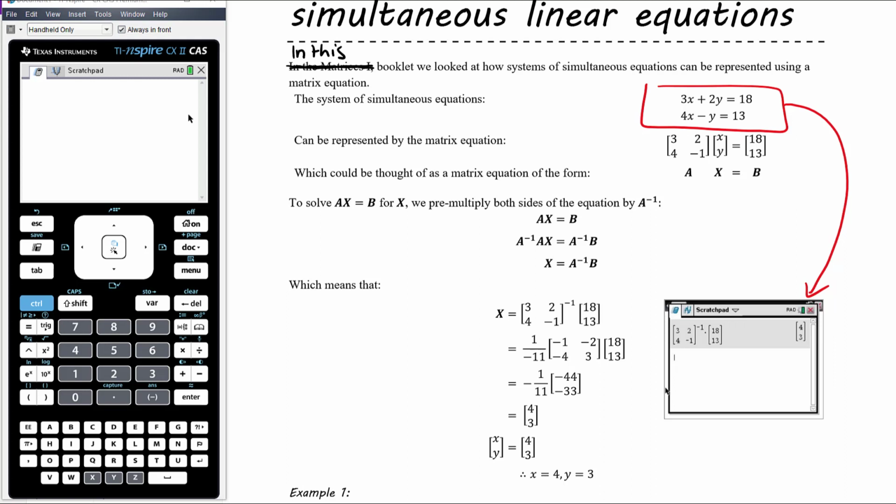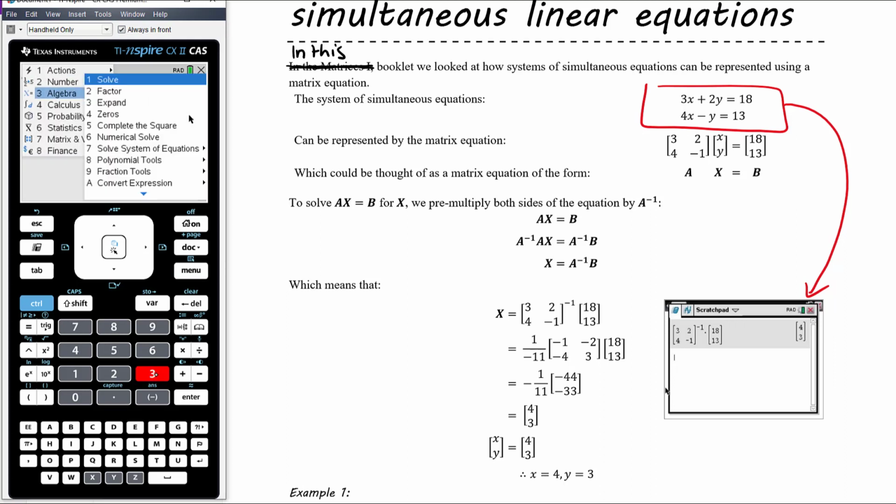If the question was just solve this pair of simultaneous equations, you wouldn't use a matrix method with your CAS. You would just get your CAS to solve simultaneous equations, which is menu 3 for algebra, 7 for solve system of equations, and then I just always choose 1. 2 would work in this instance as well, but I would just always choose 1. So menu 371, solve system of equations.